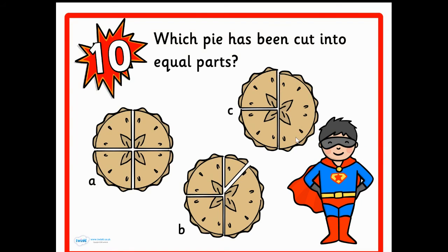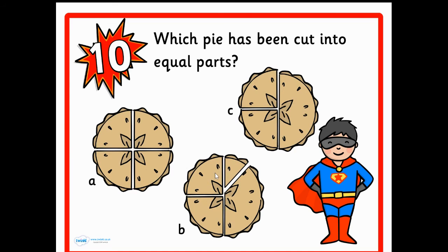Which pie has been cut into equal parts? Oh, let's have a little look. We need equal parts. Now let's look at this first one. Oh, A is looking quite likely. To me, it looks a bit like that pizza we looked at earlier, where it was split into equal parts. I think this one might be split into quarters, but I'm going to double check just to see what B and C are.